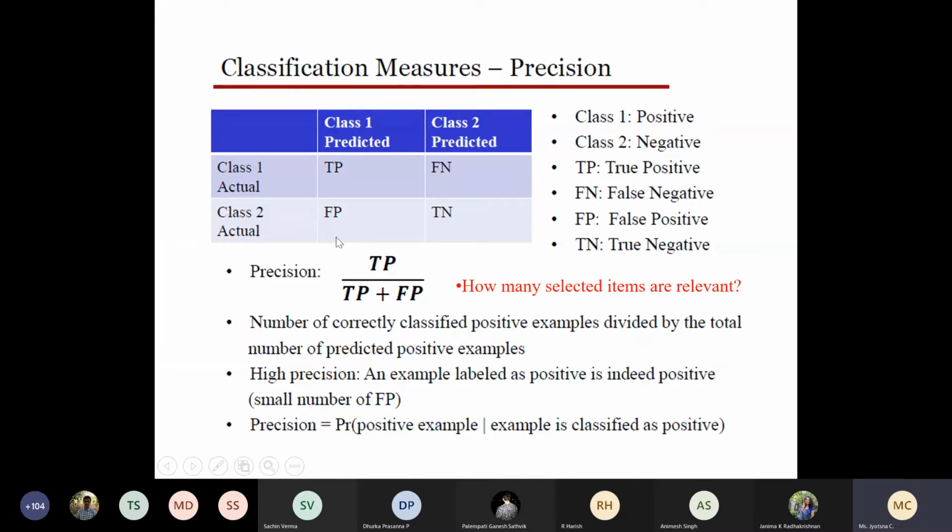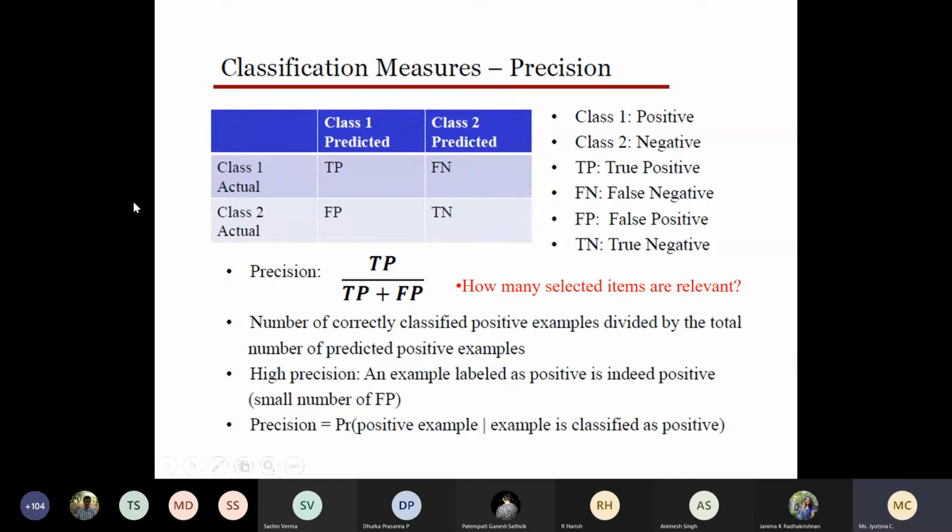In that, actually how many are positive? So maybe you had predicted that, okay, 50 are COVID positive, but sometimes in that some misclassification will be there. So 50 you had predicted as COVID positive. In that, actually only 30 were COVID positive. 20 they were not COVID positive, but you had predicted as COVID positive. So that is the precision.